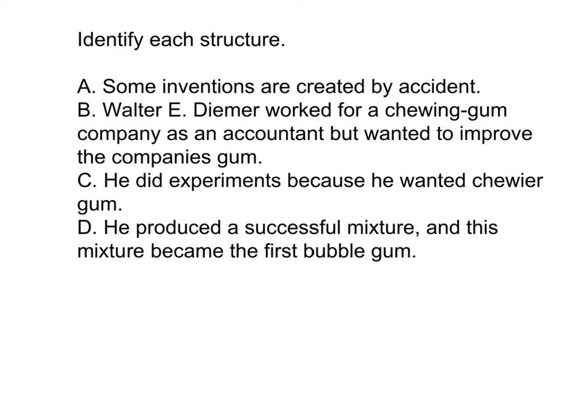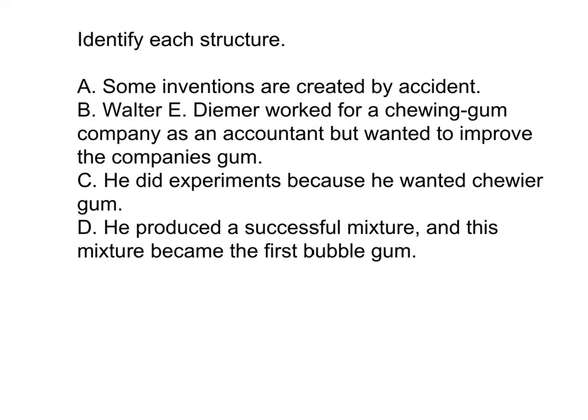Okay, here's a chance for you to practice. See if you can identify what type of sentence structure each of these is. A. Some inventions are created by accident. B. Walter E. Deemer worked for a chewing gum company as an accountant, but wanted to improve the company's gum. C. He did experiments because he wanted chewier gum. D. He produced a successful mixture, and this mixture became the first bubble gum.